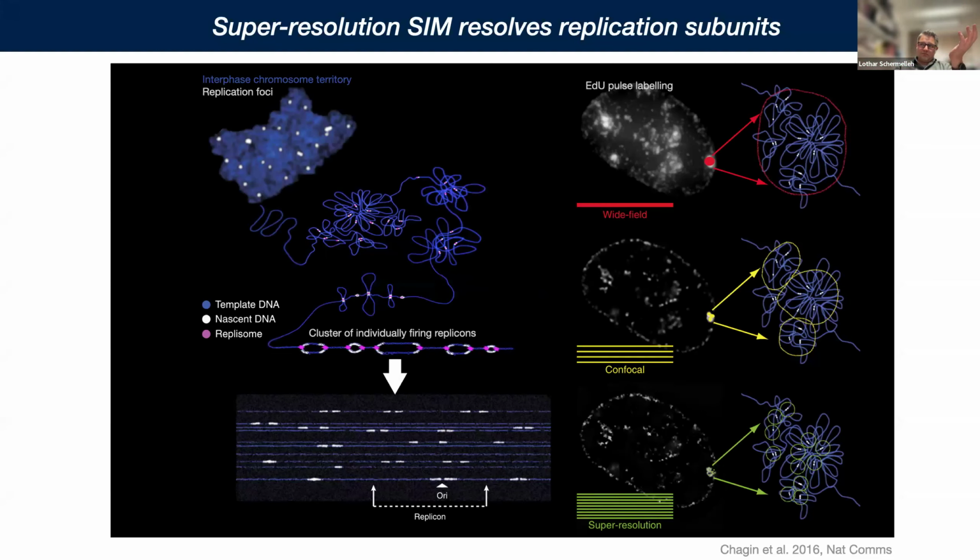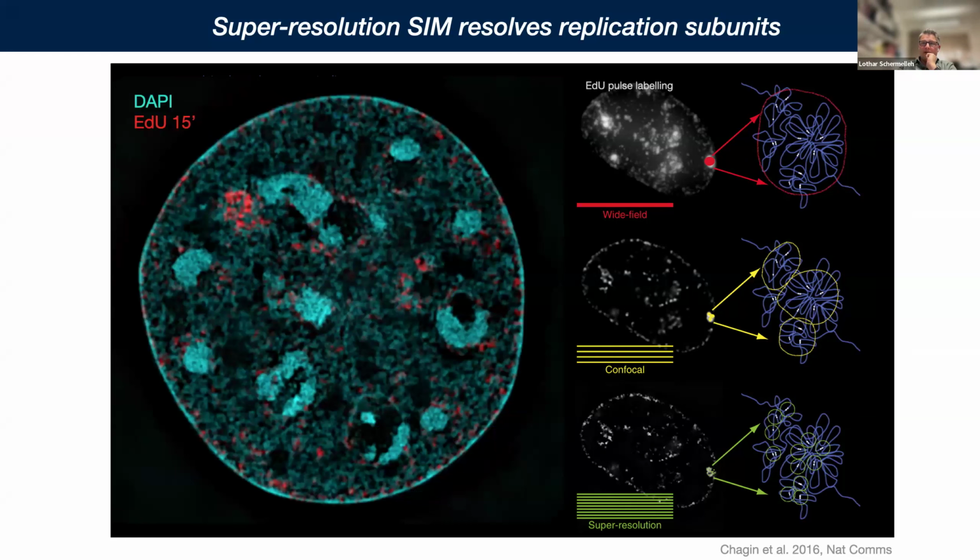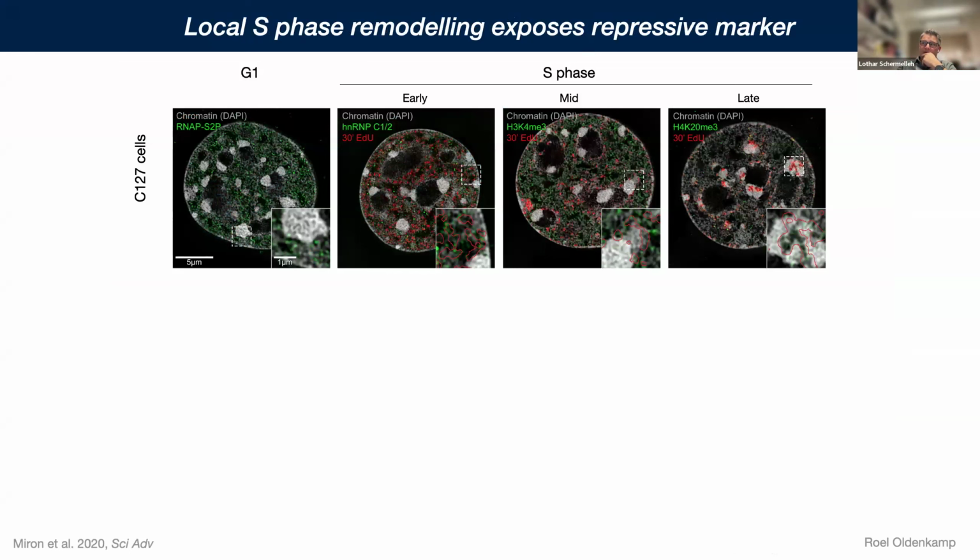And we do look at this with EdU pulse labeling, and SIM in the past has helped us to resolve individual replicons. We can basically look at post-replicative DNA here, and we can see that DNA that is just undergoing replication is locally massively decompacted.